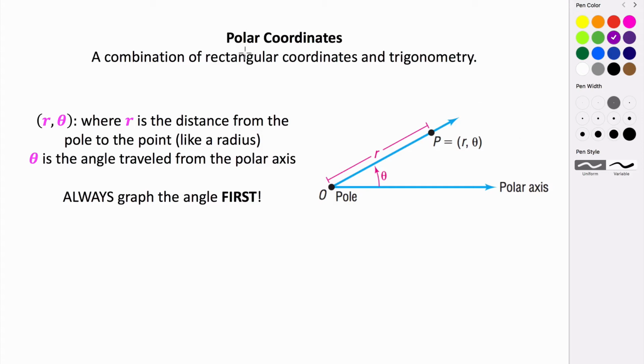Today we're going to introduce a topic called polar coordinates. Polar coordinates are just a combination of rectangular coordinates, which is the regular coordinate system that we know normally as x and y, and trigonometry, so angle measures.